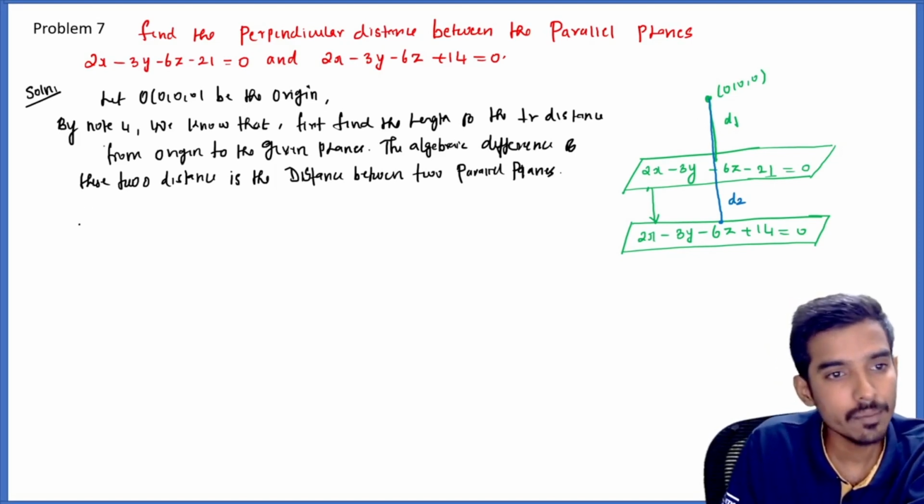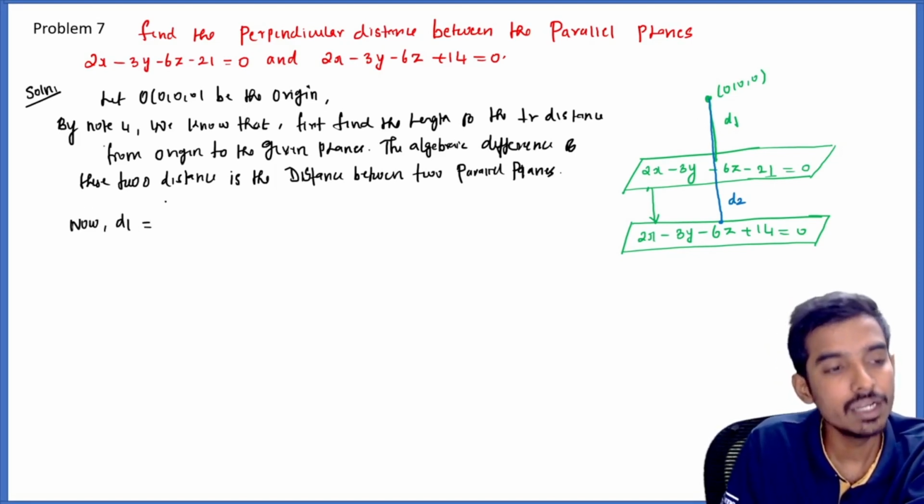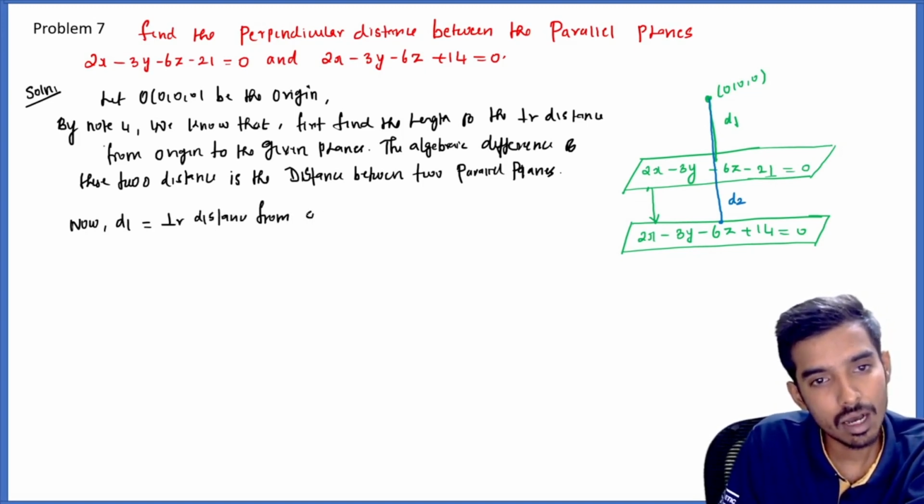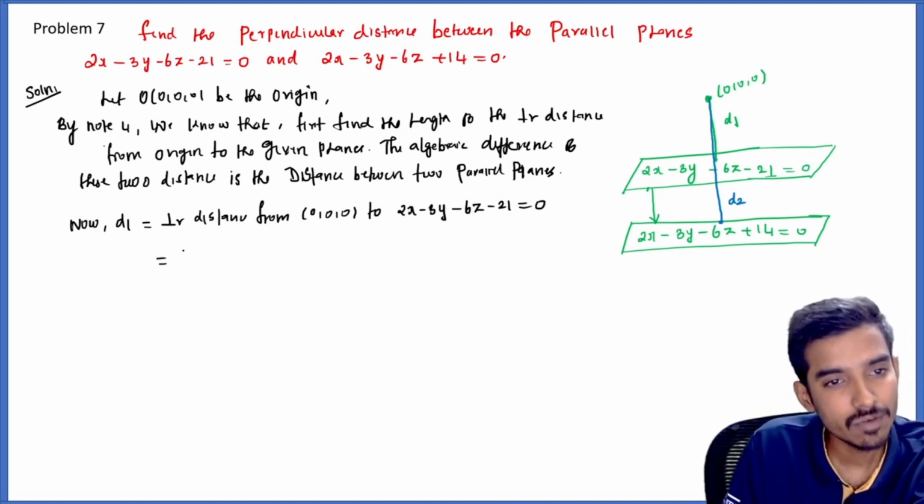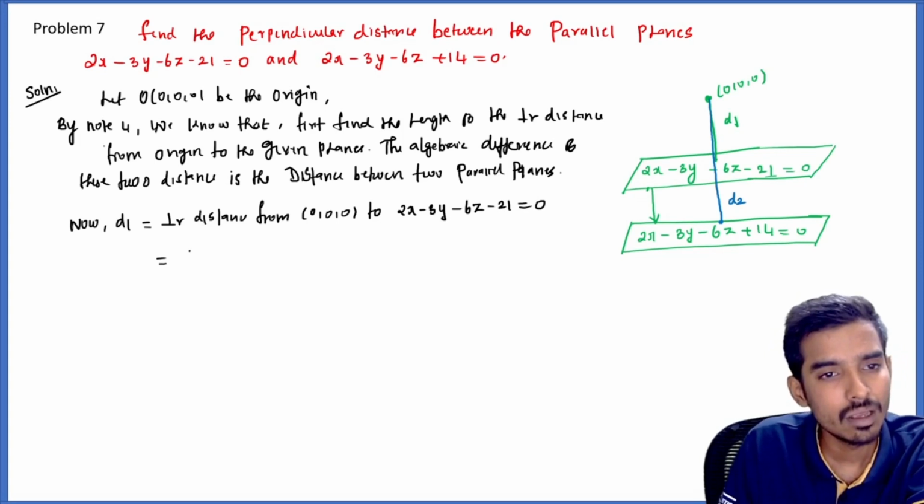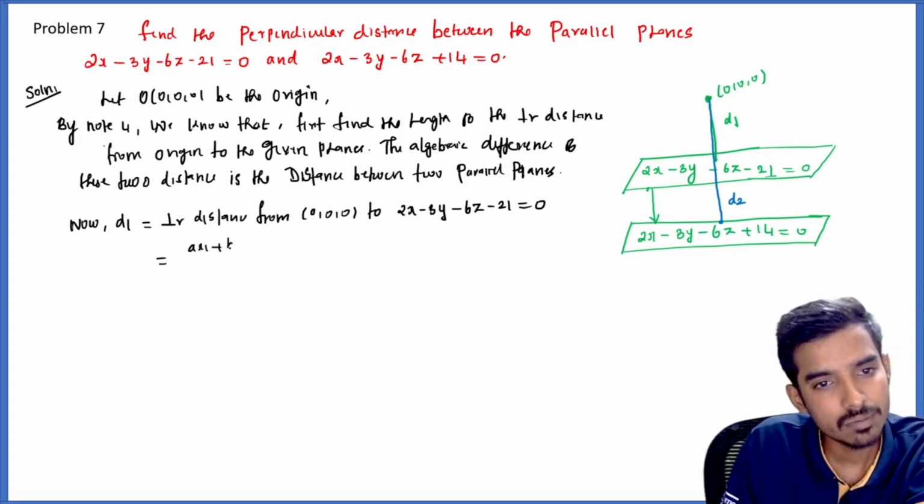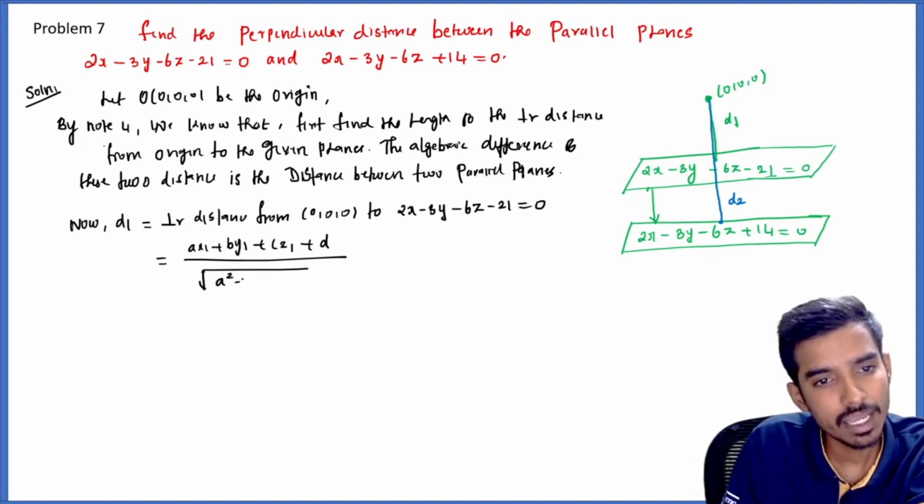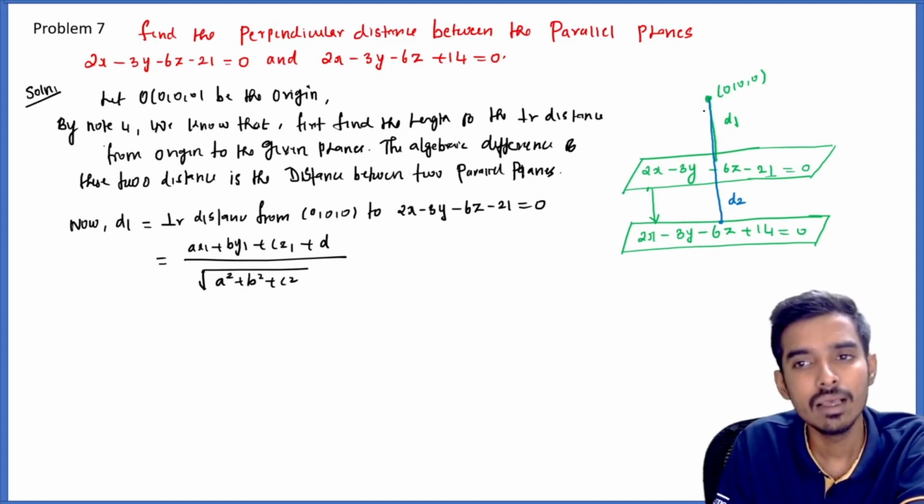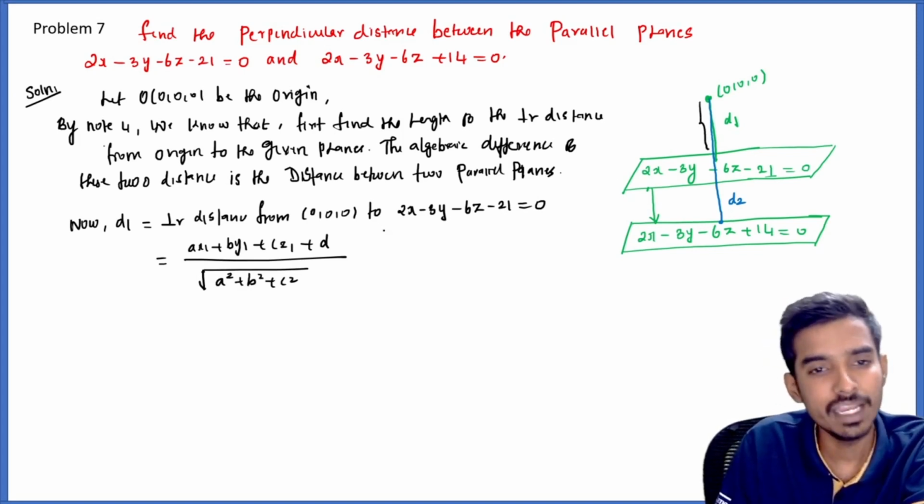So first you find d1. d1 is the perpendicular distance from the origin, that is from (0, 0, 0), to the plane 2x minus 3y minus 6z minus 21 is equal to 0. So what is the perpendicular distance? I'm taking positive: (ax1 plus by1 plus cz1 plus d) divided by root of a square plus b square plus c square. This is the perpendicular distance from a point to the plane.